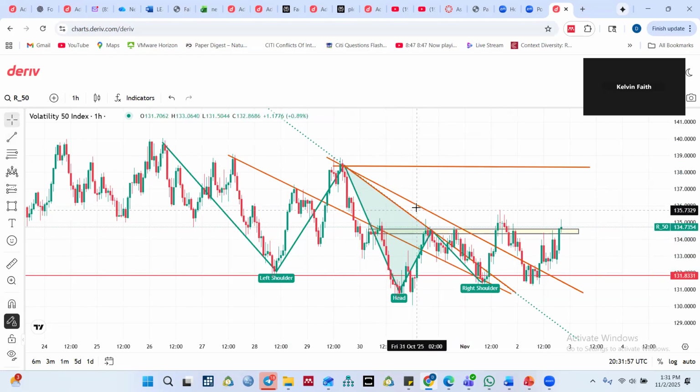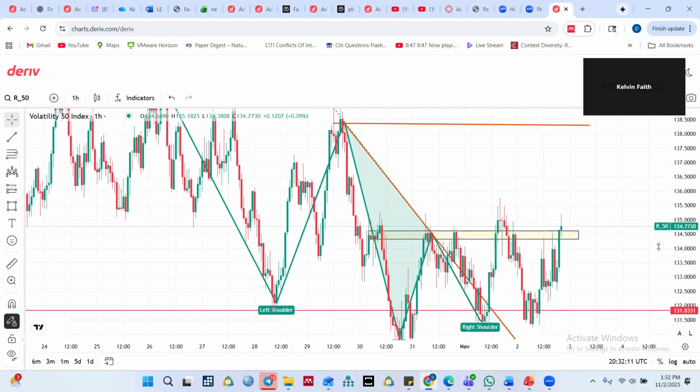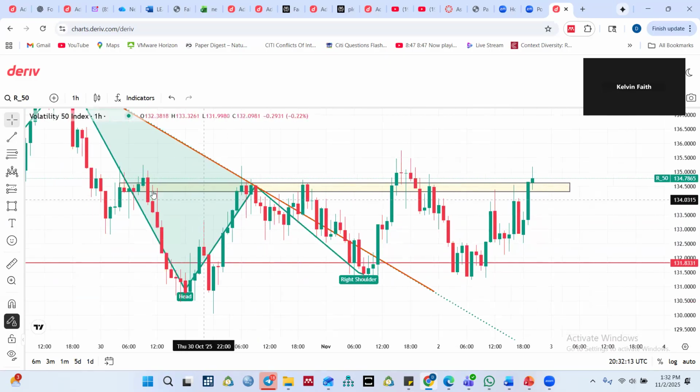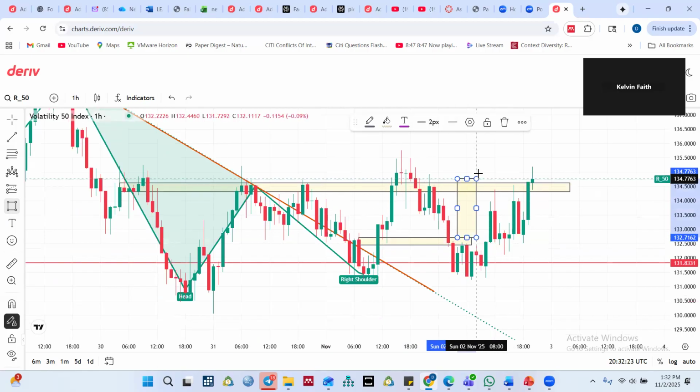Let me clear the earlier lines so that we will have clarity. Good. So price breaks up, goes up. It should have just come down to retest. We break up, we should just retest here and continue to go up.